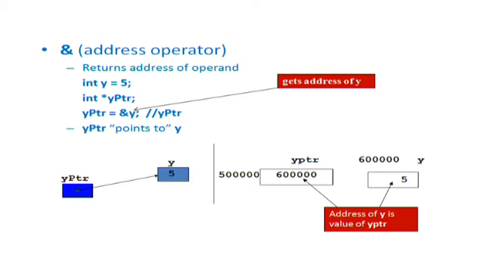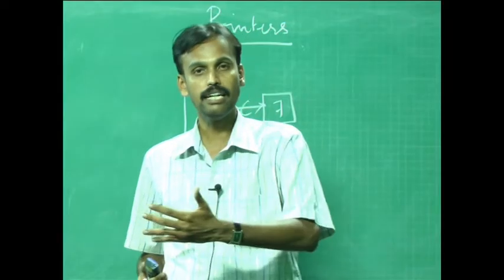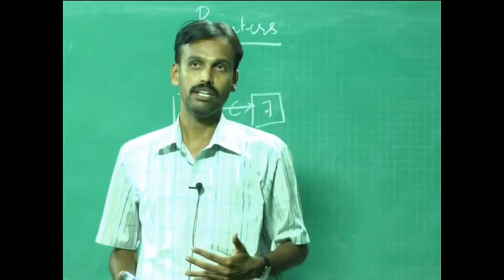So in short, if a pointer points to an integer, then the type of the pointer happens to be an integer pointer. If it points to a floating point number, then it is a floating point pointer. If it points to a character, then it becomes a character pointer.